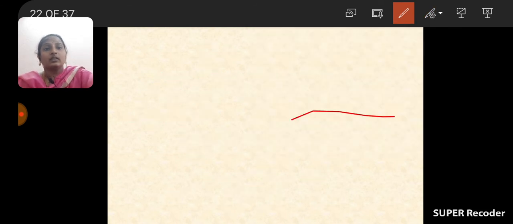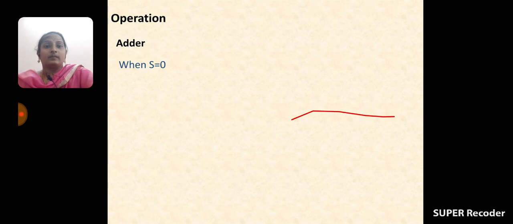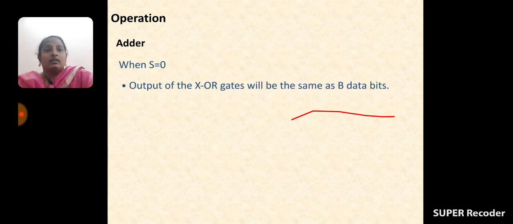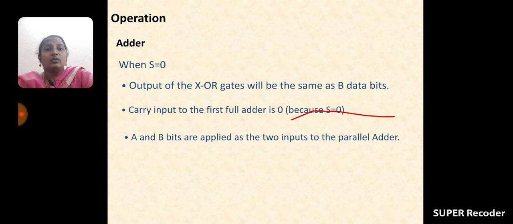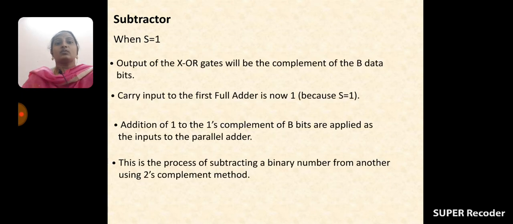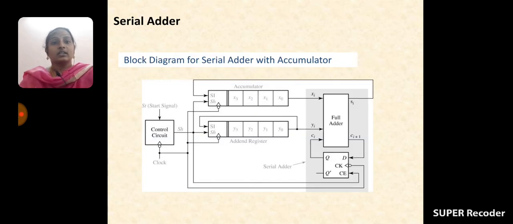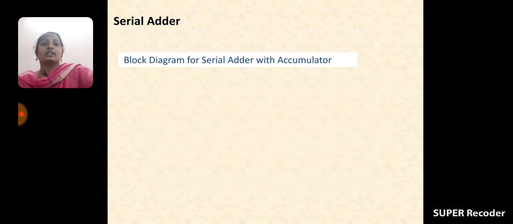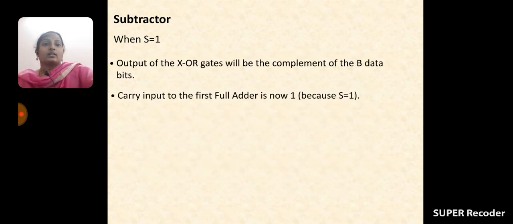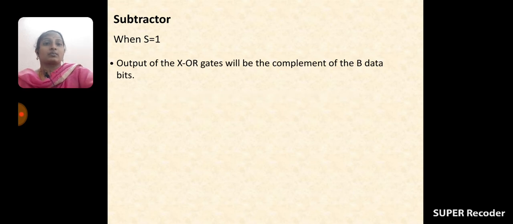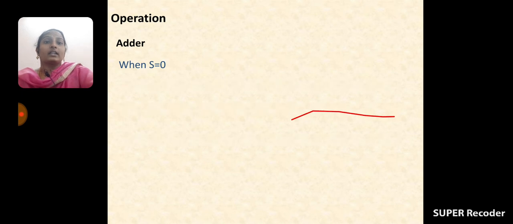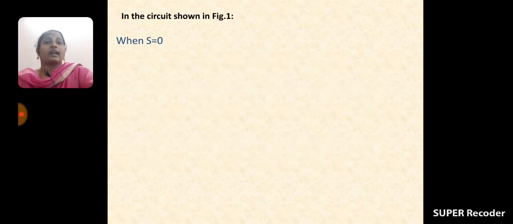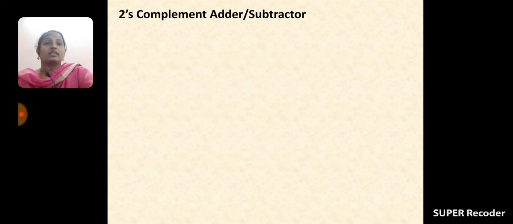While coming to the adder, the a0, a1, a2, a3 bits are added to the b0, b1, b2, b3. In this way, the 2's complement adder and subtractor will add and at the same time subtract, performing both functions at the same time. Subtraction will be done with the help of the exclusive OR gate, and the addition will be done with the help of the adder. See here, this is our circuit.